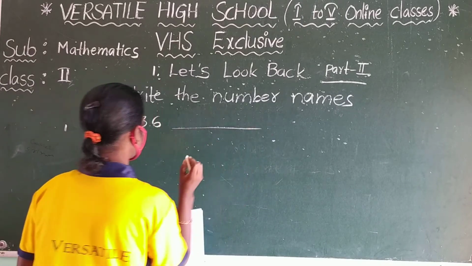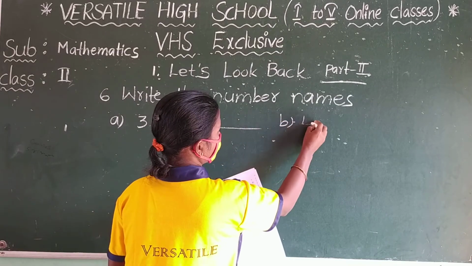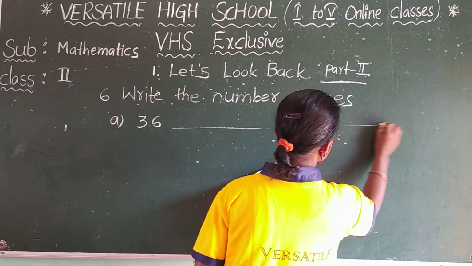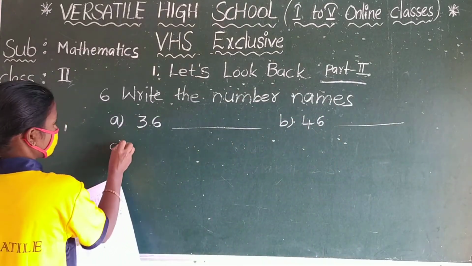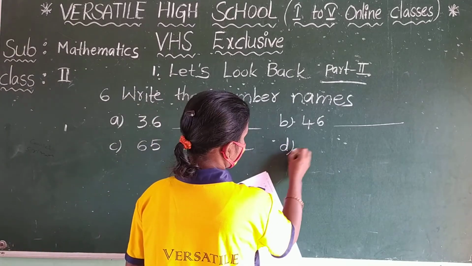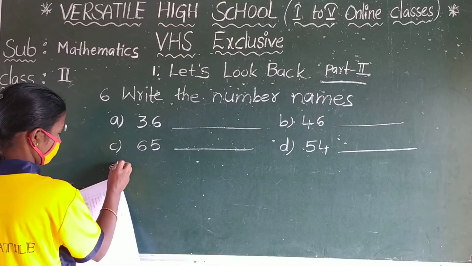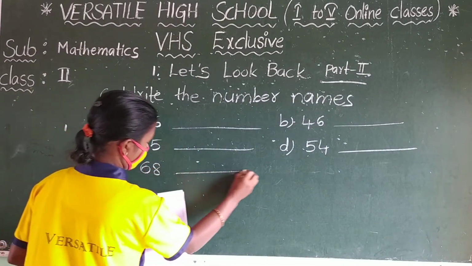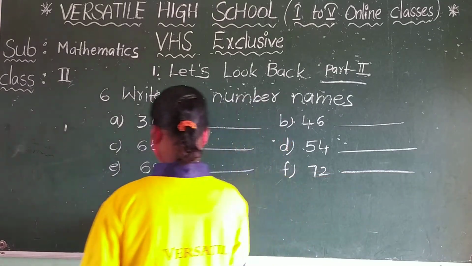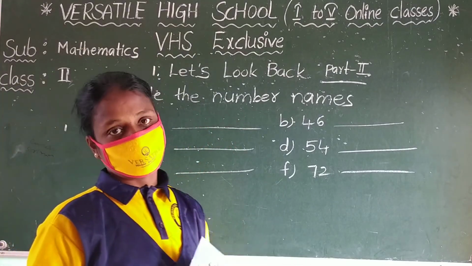B, 46. C, 65. D, 54. E, 68. F, 72. So see that, write the number names.